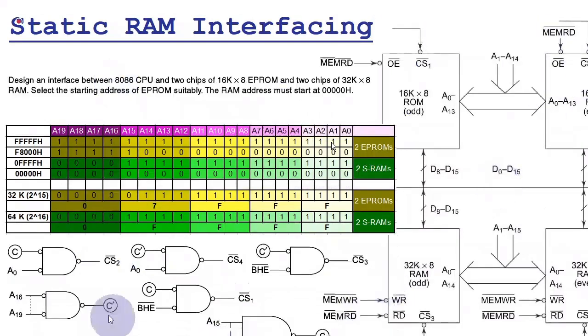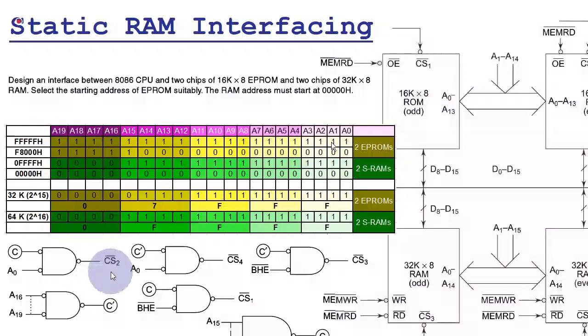So for the CS2 bar, you see some signal here. This CS2 bar signal has been generated from this kind of chip, right? So you have this NAND gate. The inverted inputs are applied to it. This in turn has been generated from this C signal.